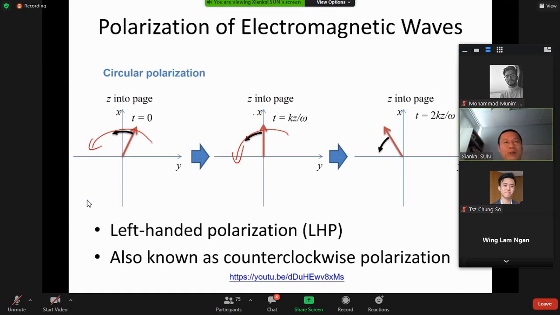So in this way, if you use your thumb to point in the direction of propagation and your four fingers curving around the direction of the field vector rotation, then you find out you have to use your left hand rather than your right hand. So in this case, it's called left-hand polarization.